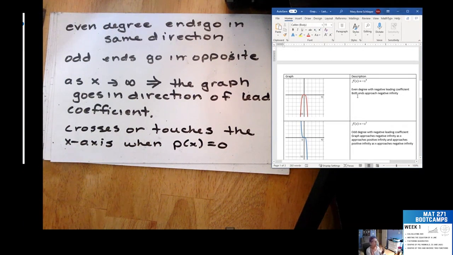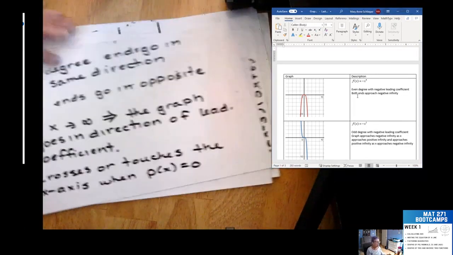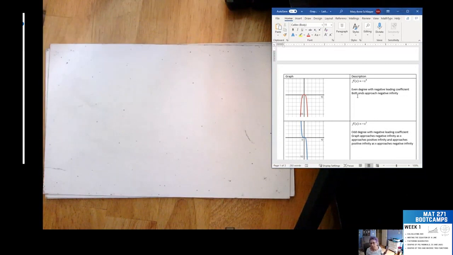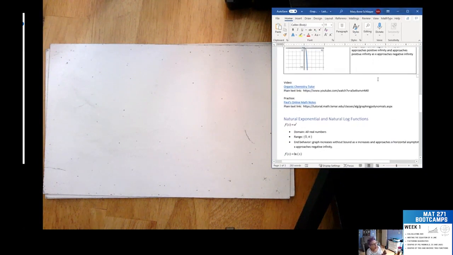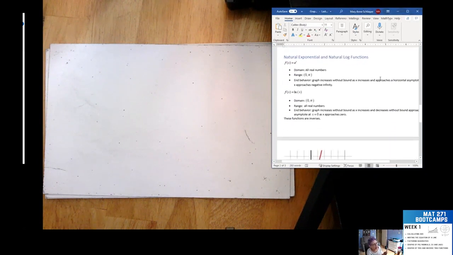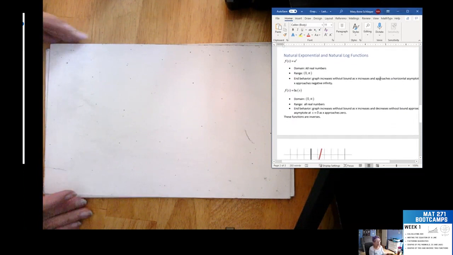So polynomials, you should have a pretty good idea what they look like. They're nice smooth curves. Their domains are all real numbers. You can plug anything into them. You can draw pictures of them without lifting your pencil from the paper. Let's talk about exponential functions. In particular, the natural exponential and natural log functions.